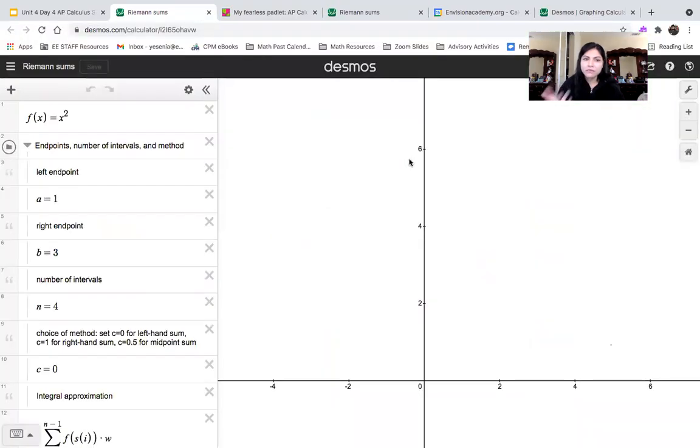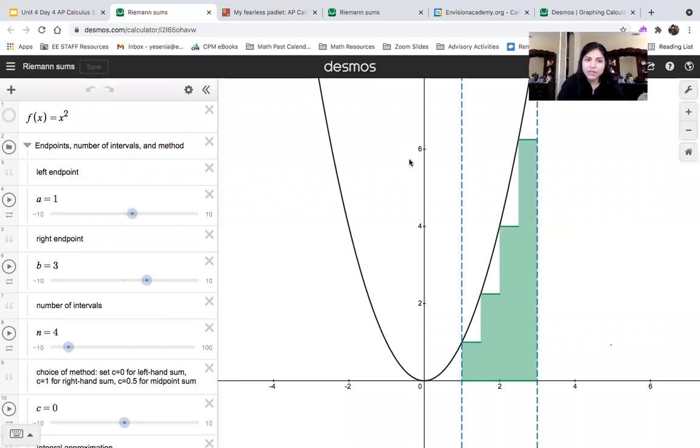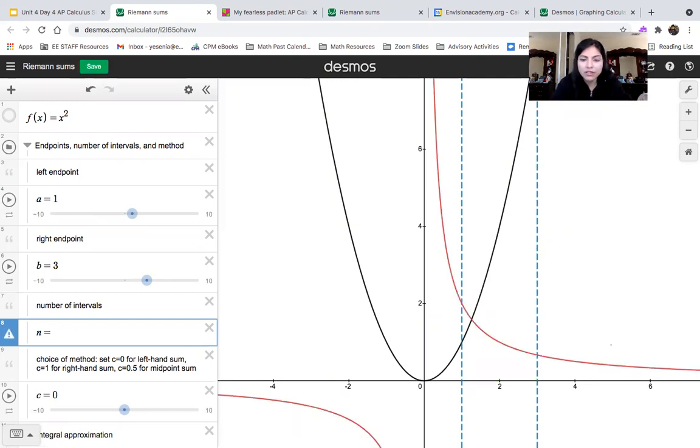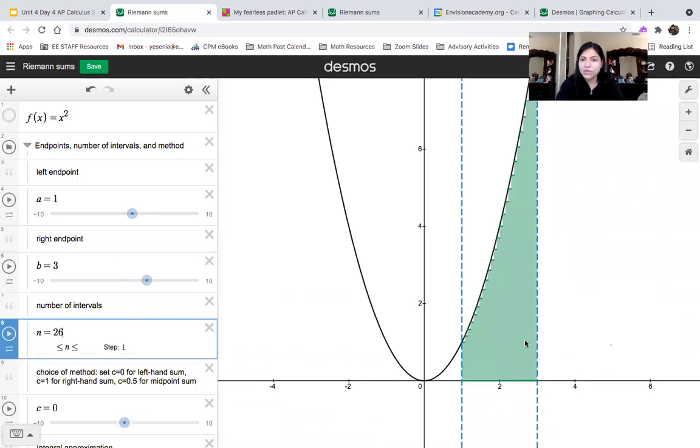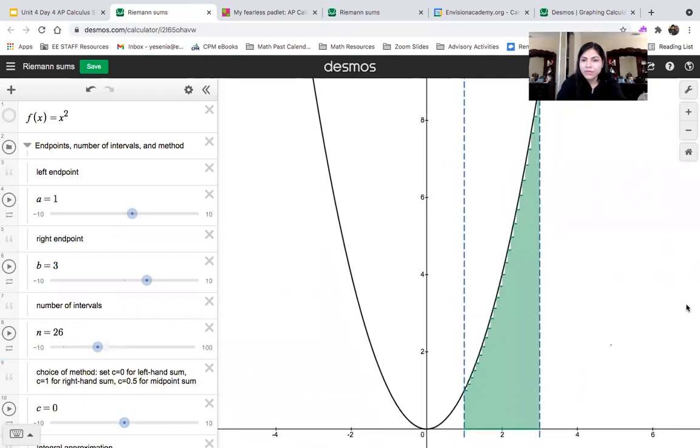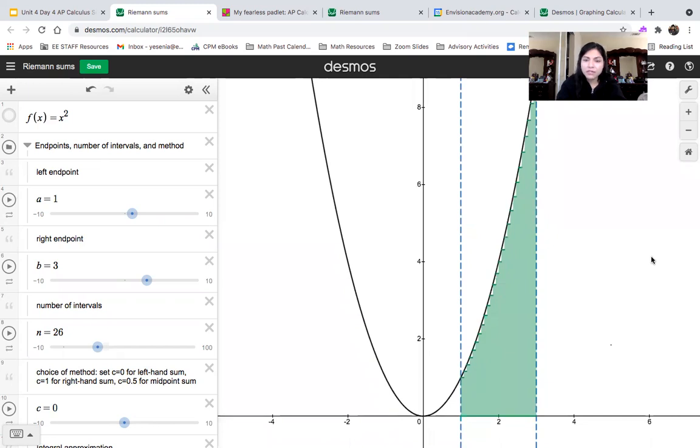Then we moved on from that, and we did a whole class exploration with this tool. So this was me at the front, and you all were taking a look at me playing around with this tool. We noticed that 4 rectangles doesn't really approximate the area under the curve between 1 and 3 of our function really well. It doesn't. So we played around with the number of rectangles under the curve. Someone suggested 26, so we did 26 rectangles. Take a look. 26 is a pretty good estimate. There is less white space under the curve.